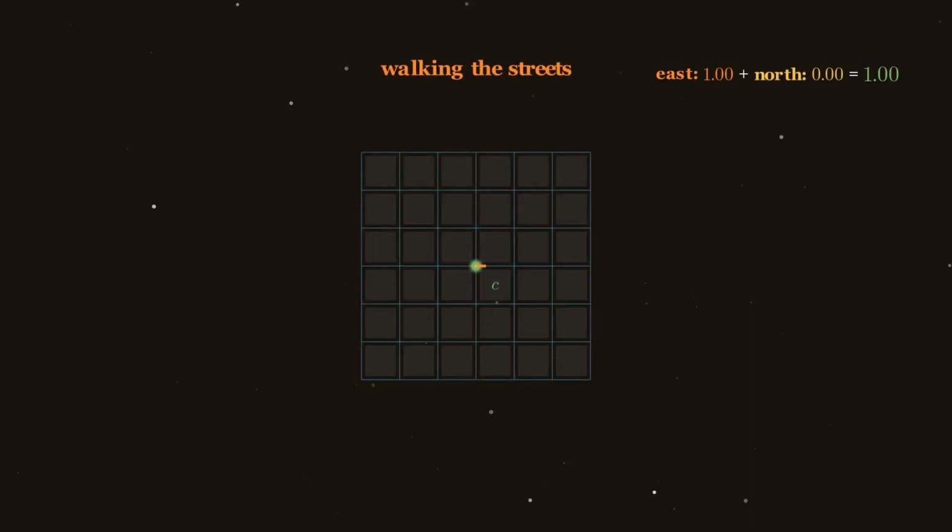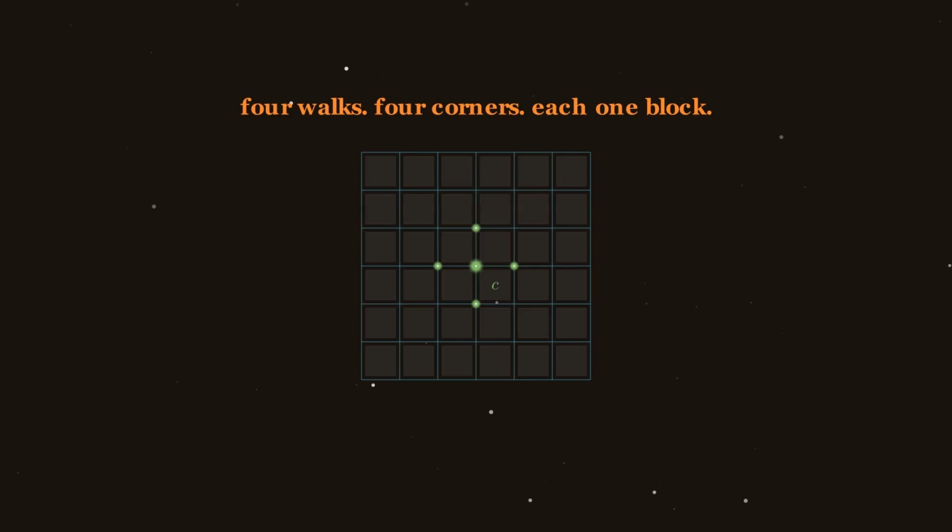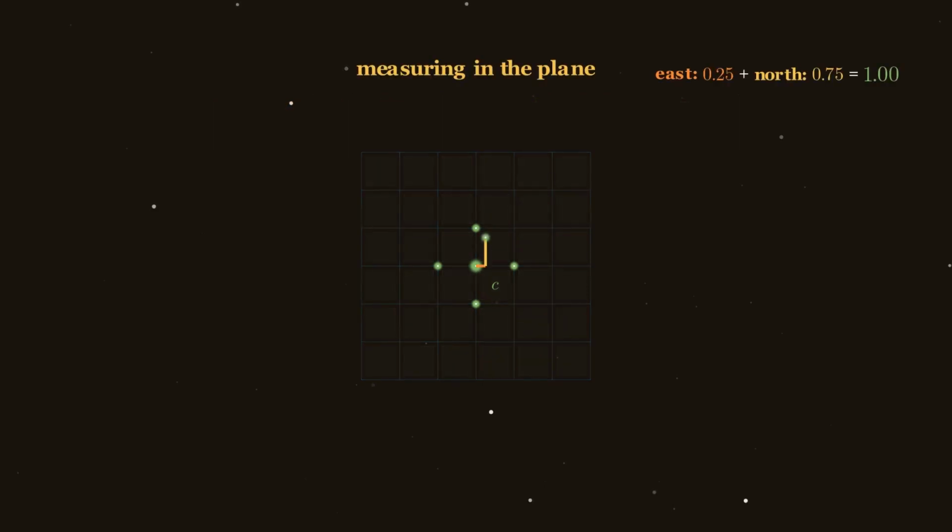Every point 1 taxi block away traces out a diamond. A square balanced on its corner. Same word, ball, completely different shape. And the only thing we changed was the rule for measuring distance.